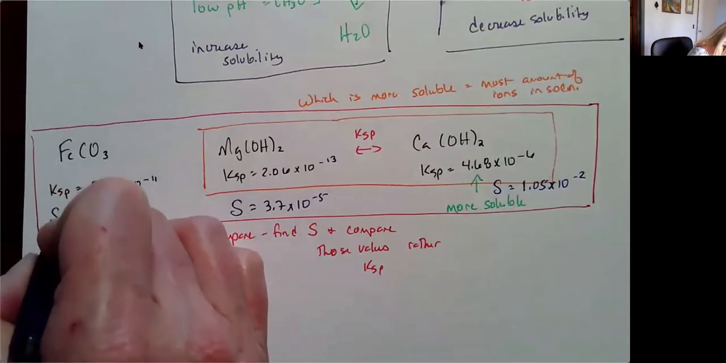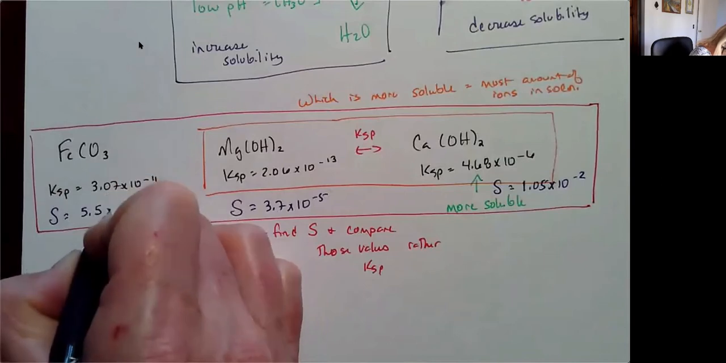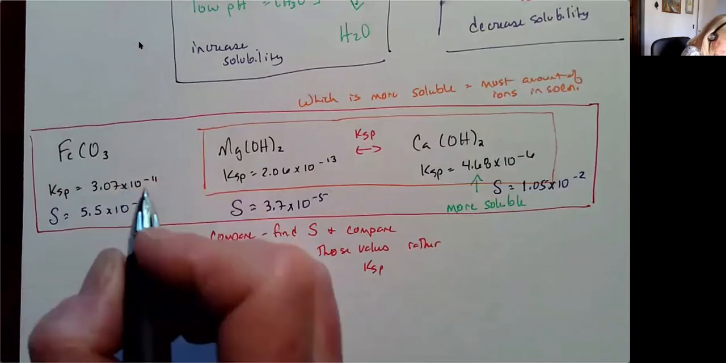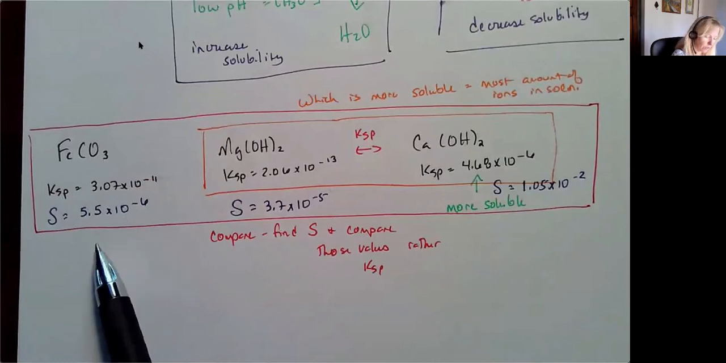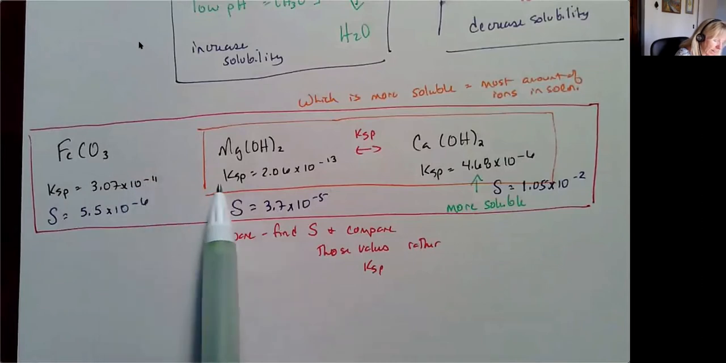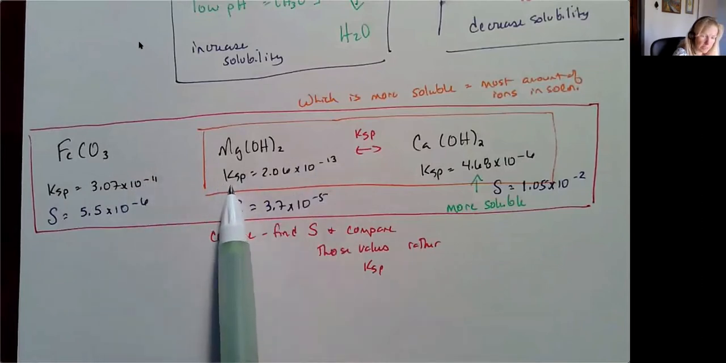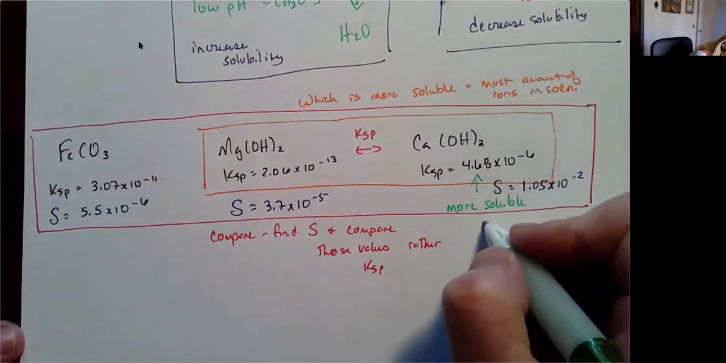But what is my S here? My S here is 5.5 times 10 to the minus 6. So this is going to be the least soluble of all 3, even though its KSP is not as low as the KSP here. So in terms of soluble, this is still going to be the most soluble.